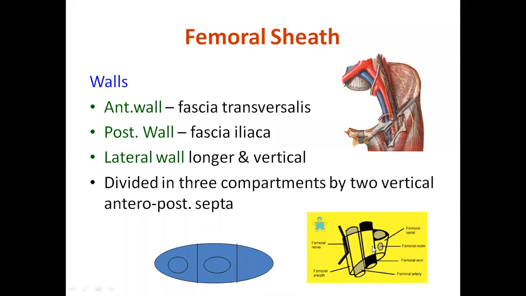It's divided into 3 compartments by 2 vertical anteroposterior septa. So there are anteroposterior septa that are dividing this sheath into compartments. There are 2 anteroposterior septa, which divide this area into 3 compartments. 1, 2, 3. You can see here medial, intermediate, and lateral compartment. Here we can see how the fascia is covering the structures.